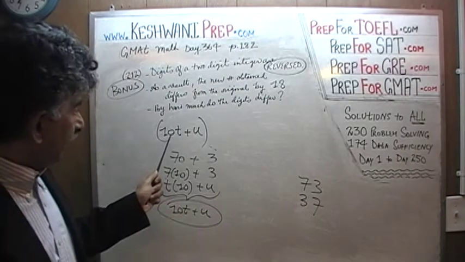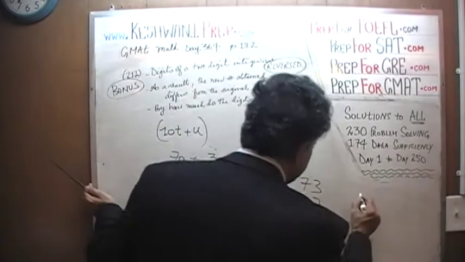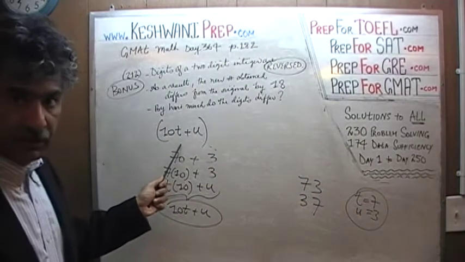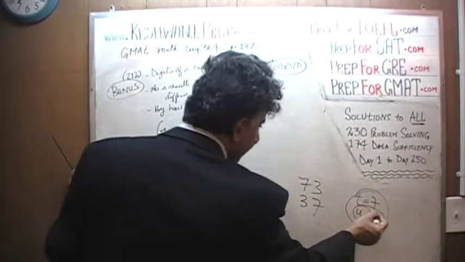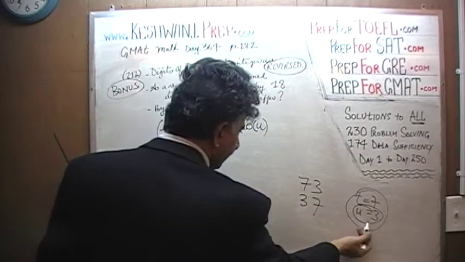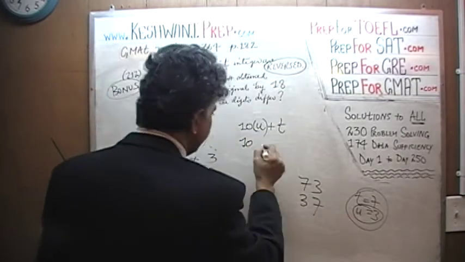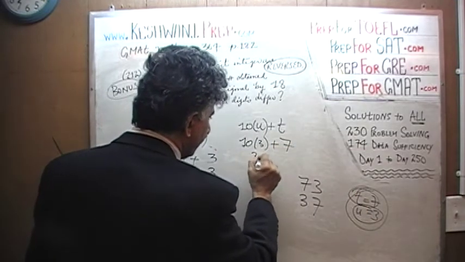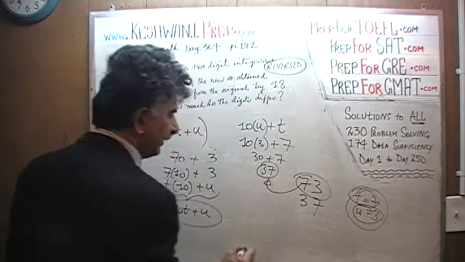So instead of, if this is 73, which it is, because we said earlier that t equals 7 and u equals 3. We mustn't forget it. So this is 73. Question is, how do we write 37? It's very simple. 37 is going to be, again, u is 3, so it's going to be 10 times u, 10 times 3, plus t. 10 times u, which is 3, plus t, which is 7. And that gives us 30 plus 7, which is 37. We started with 73, and now we are at 37.